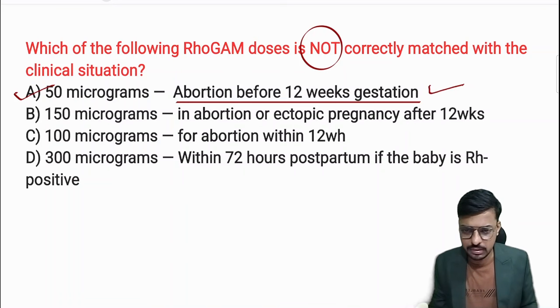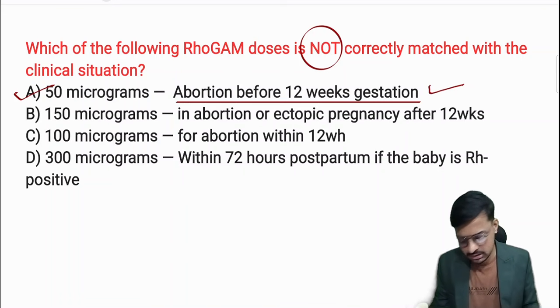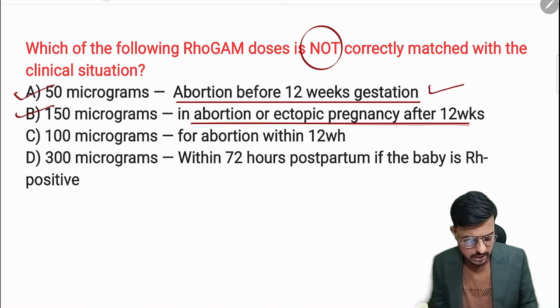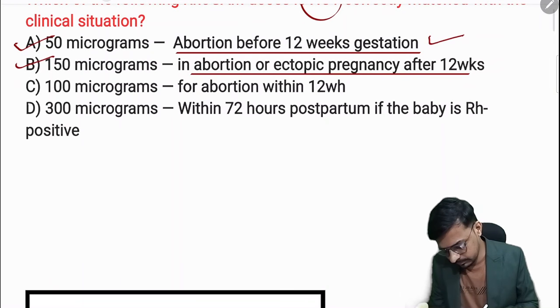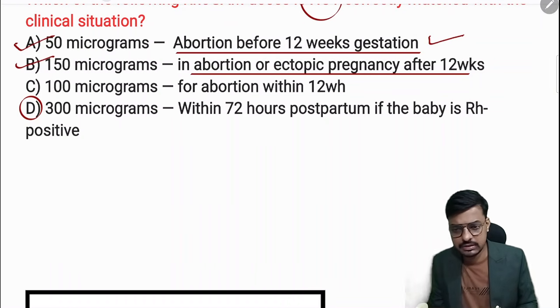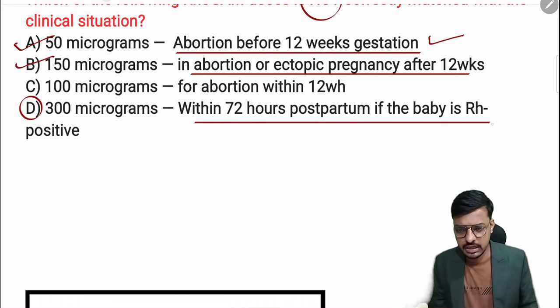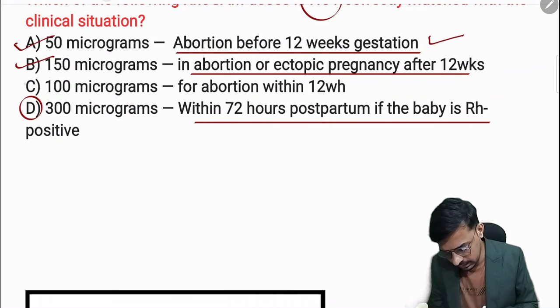50 micrograms is given for abortion before 12 weeks of gestation, and 150 micrograms for abortion and ectopic pregnancy after 12 weeks. This was the question we discussed. The correct one is 300 micrograms within 72 hours postpartum if the baby is Rh positive and the mother is Rh negative. So the incorrect one is option C. The incorrect one is option C.